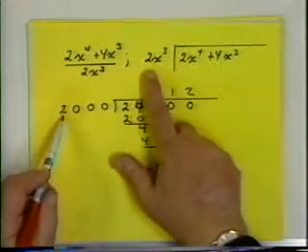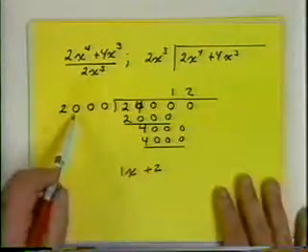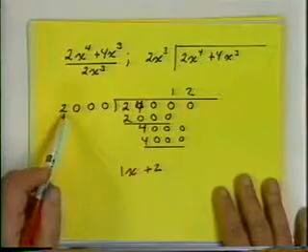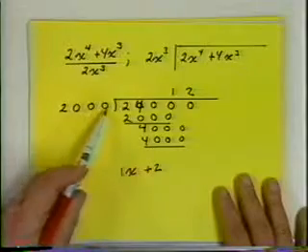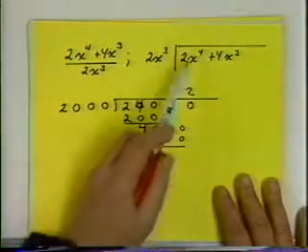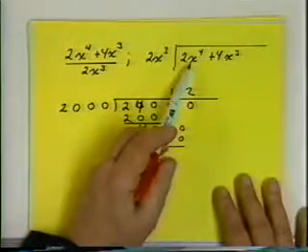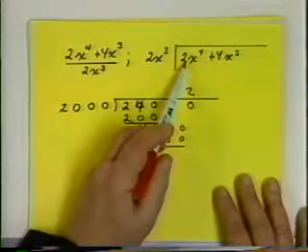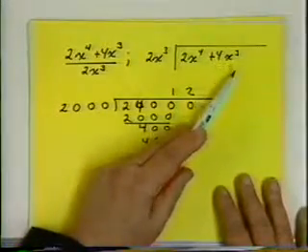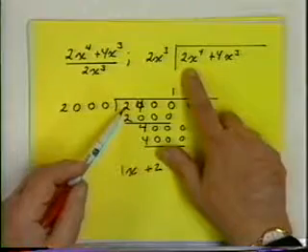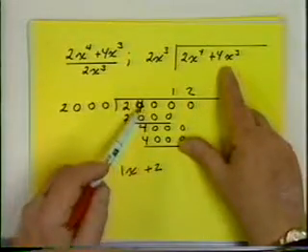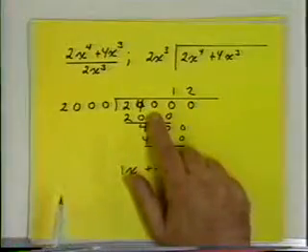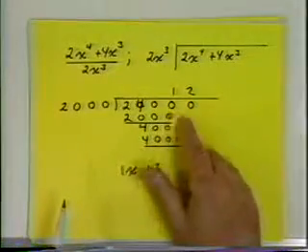The 2 is in the x to the third place. How do we show people in place value that this is the x cubed place? We put a 0 in the x squared place, a 0 in the x place, and a 0 in the ones place. Now, what's inside? What's the dividend? It's 2x to the fourth plus 4x to the third. So there's a 2 in the x to the fourth place. There's a 4 in the x to the third place. And to show that this is x to the third, we also say there are no x squareds, no x's, and no 1's.